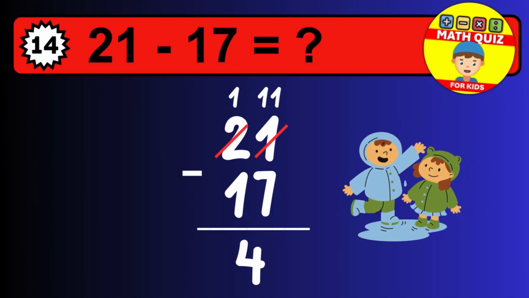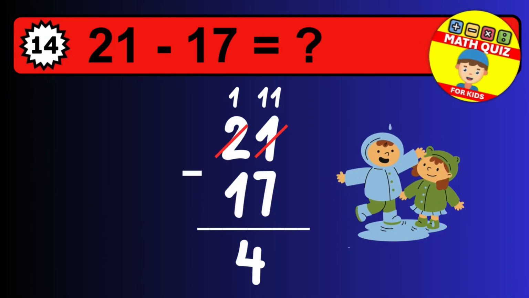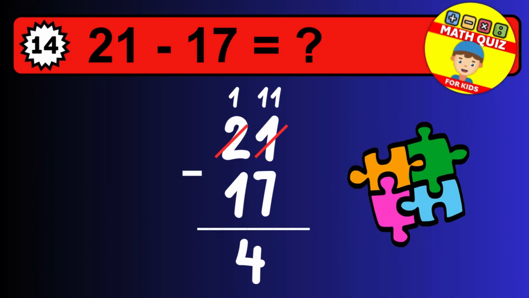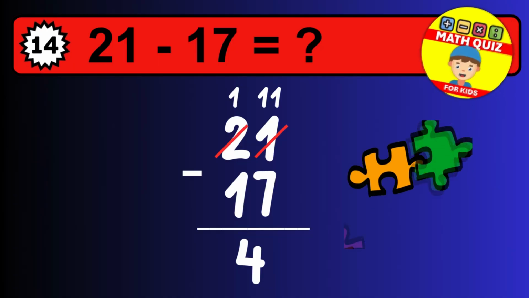Now we subtract. 11 minus 7 is 4. Then we go to the tens. 1 minus 1 is 0. The final answer is 4.